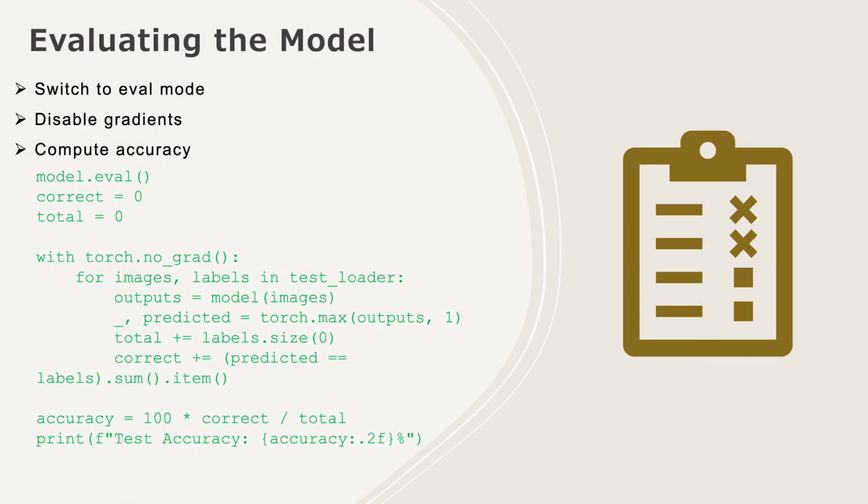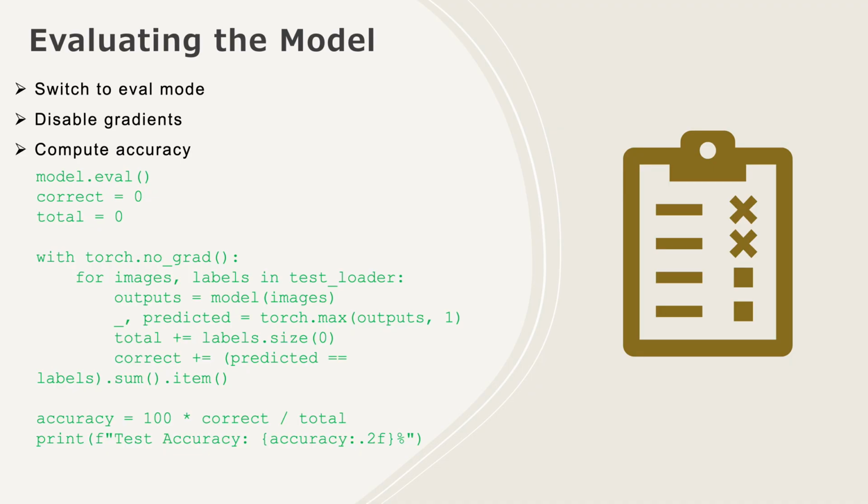Now, let's evaluate how well our trained model performs on the test dataset. We begin by switching the model into evaluation mode using the function model.eval. This tells PyTorch that we are no longer training, so it should disable things like dropout or batch normalization updates. Next, we set 2 counters. Correct equals 0 and total equals 0. These will help us compute accuracy.